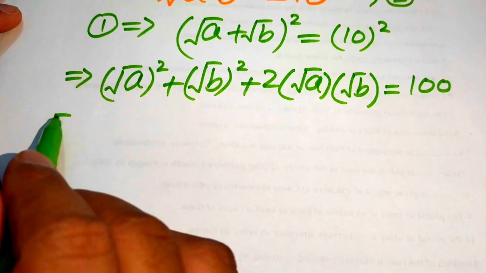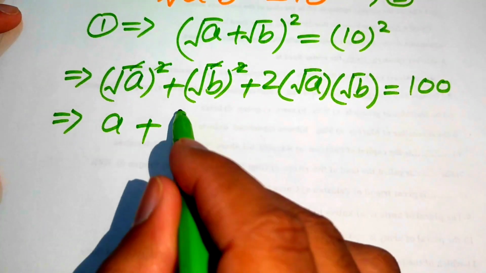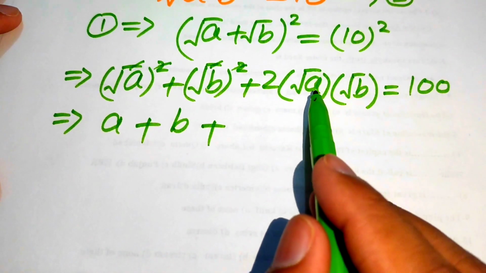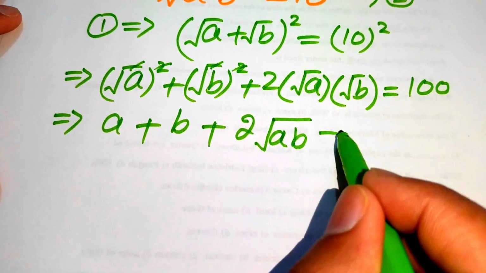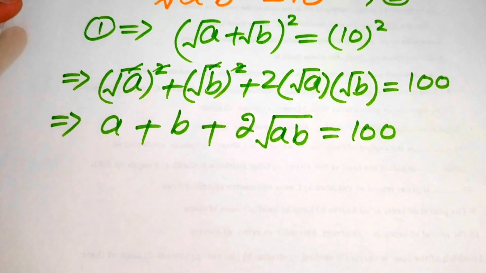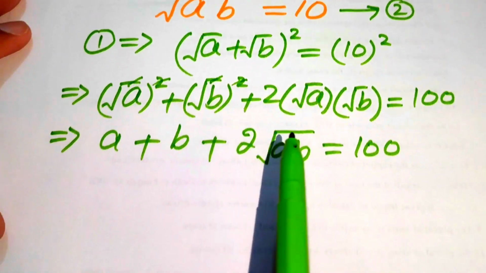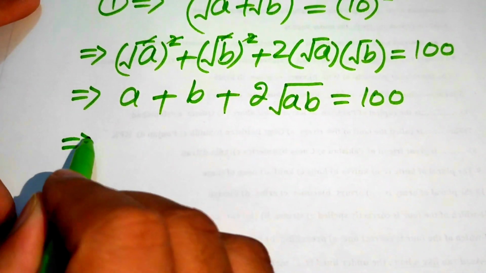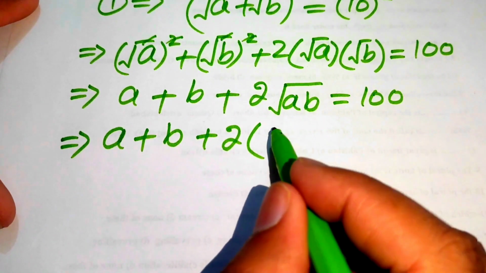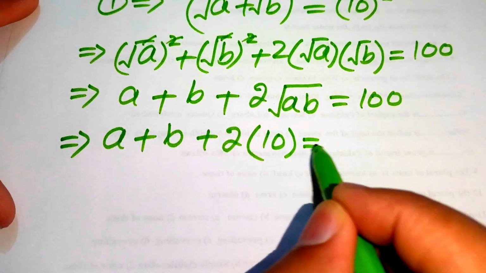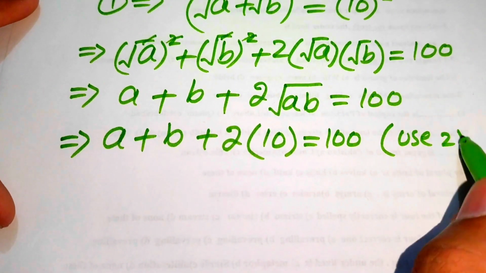So in the next step, we need a little bit of simplification. The 2 and square root are gone and we get a, and here the 2 and square root are gone and we get b, plus here we combine the square roots of both of these terms and we get 2 times square root of ab equals 100. So here we use equation number 2, where we have square root of ab equals 10. So we substitute this value and write a plus b plus 2 times the value of this term, which is 10, and this whole equals 100.